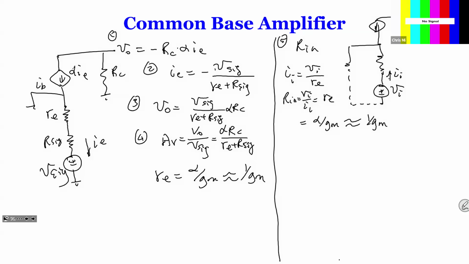So it's approximately 1 over GM, in the sense that for MOSFET it is 1 over GM, but for this case, it's alpha over GM, the way we have.